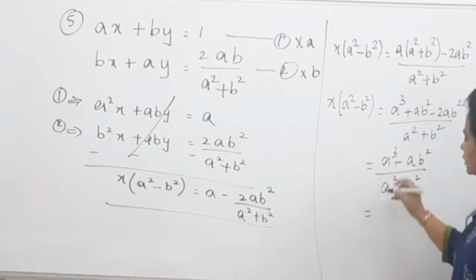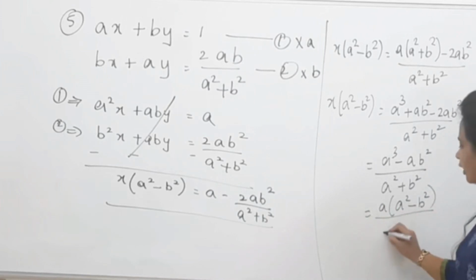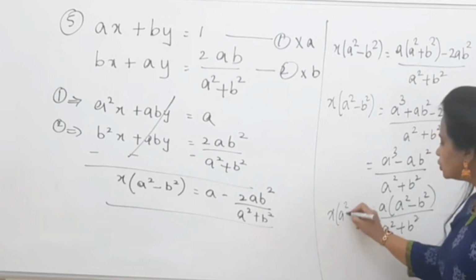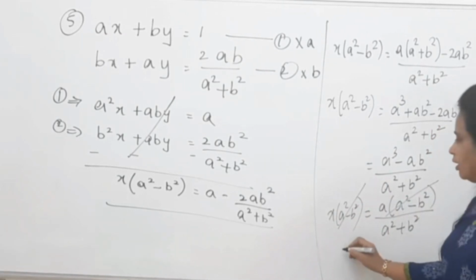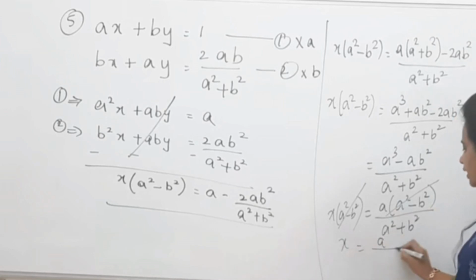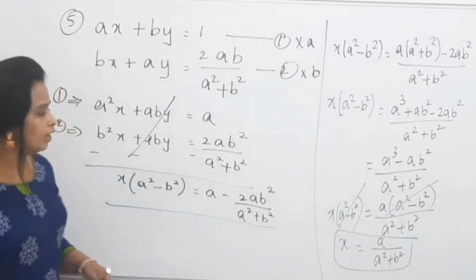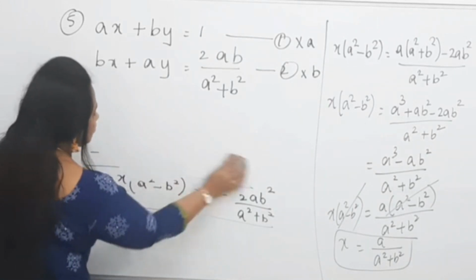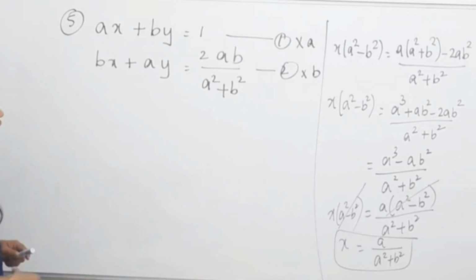Now I would have this a taken outside. So a (a square minus b square) divided by a square plus b square, which is my x into (a square minus b square). Now gets cancelled. So my x becomes a by a square plus b square. That's my x value. Now I will go and substitute my x value in any one of the equations. My equation is the simplest one here given as the first equation. So I will substitute in my first equation.